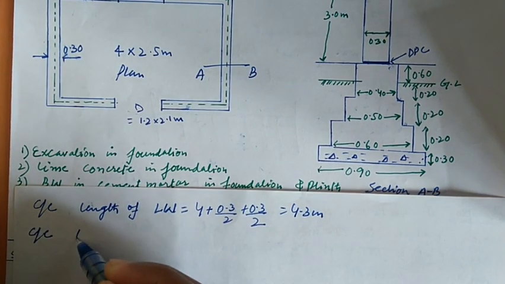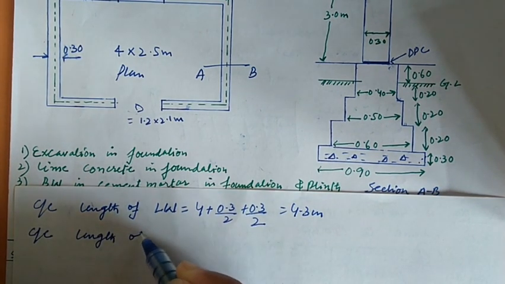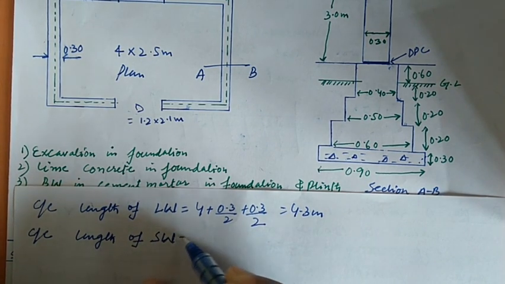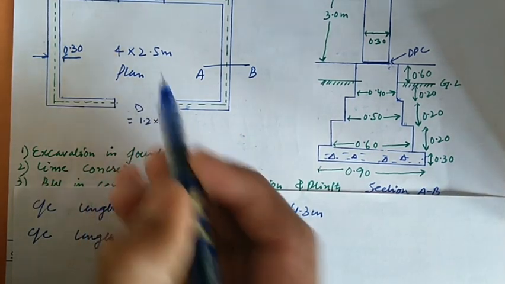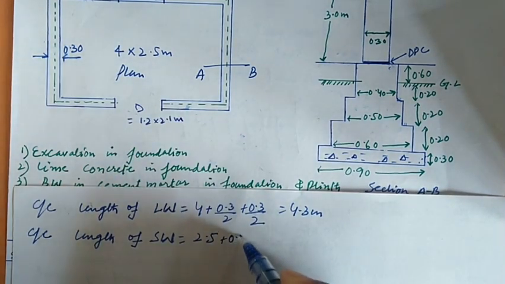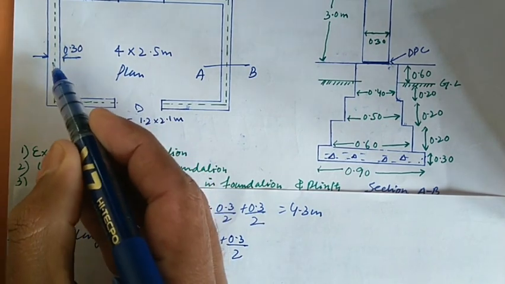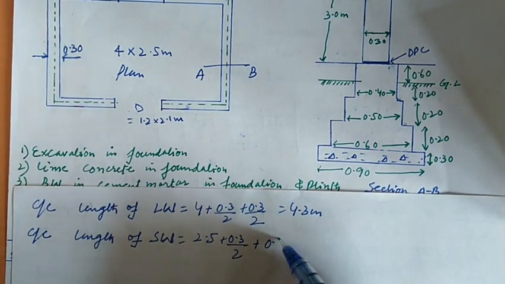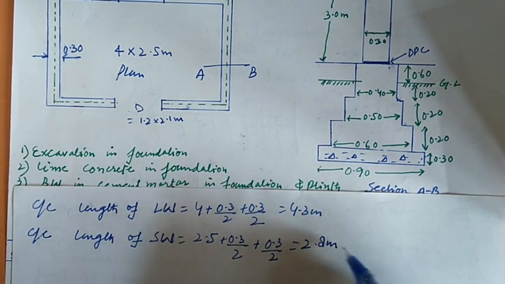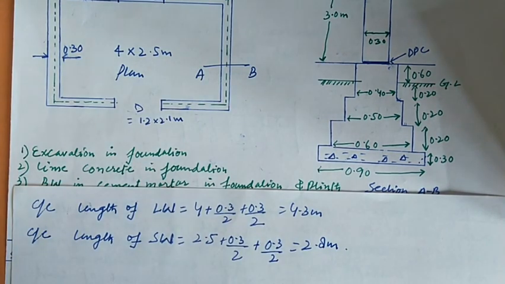Similarly, we will find the center to center length of short wall, that will be the inner breadth of the room, that is 2.5 meter, which is given here, plus half the thickness of wall on one side. 0.3 is the full thickness, half thickness will be 0.3 by 2 plus 0.3 by 2 on other side, that will be 2.8 meter. So we have found the center to center length of long wall and center to center length of short wall.